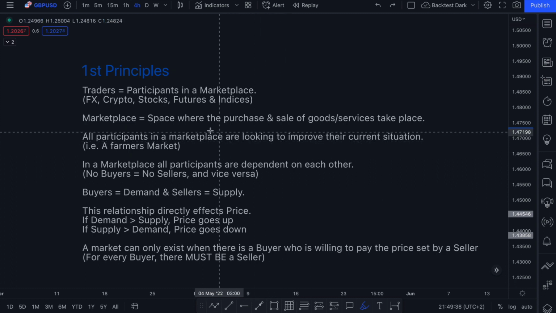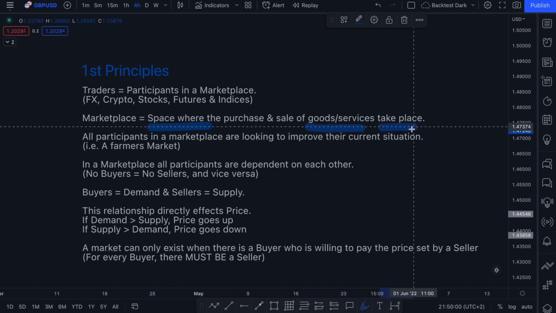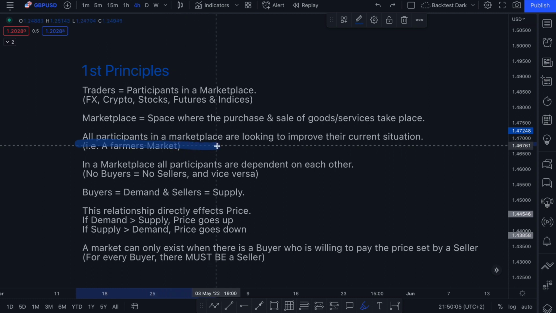Now, what is a marketplace? A marketplace is simply a space or a location where the purchase and sale of goods and services take place. All participants in a marketplace are looking to improve their current situation. They all have a common goal, and that is to improve the current situation that they find themselves in when they go to the market.